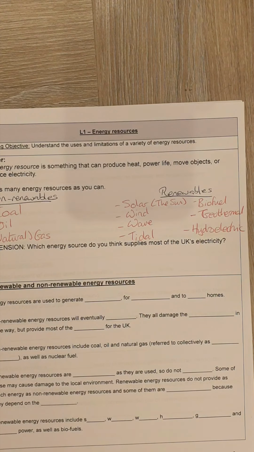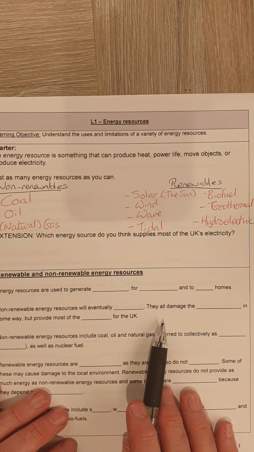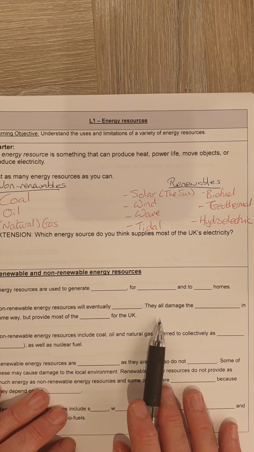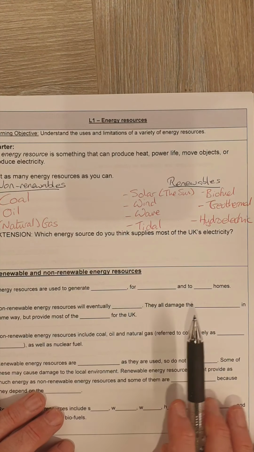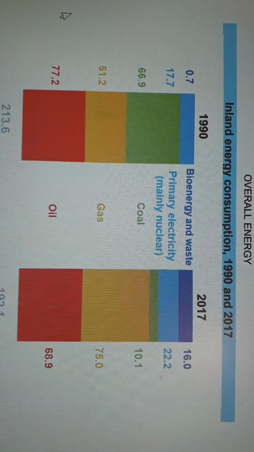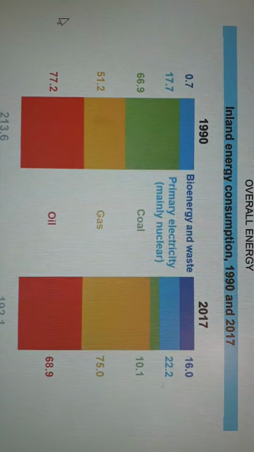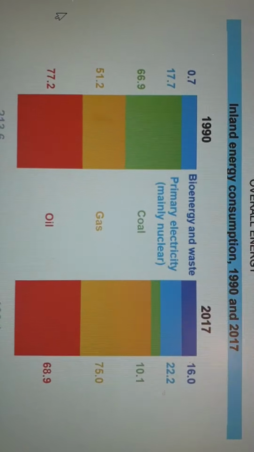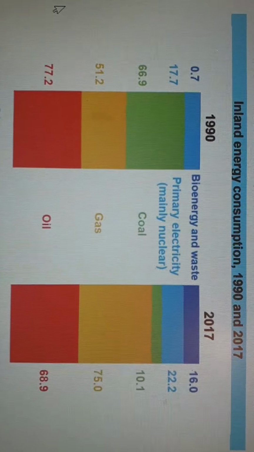So the next question I asked is, which energy source do you think supplies most of the UK's electricity? So we can look at the use of these energy resources, both overall, how much is used, and then how much is used to produce electricity. So this chart, it shows the energy resources used in the UK. On the left we've got for 1990, and on the right we've got for 2017.